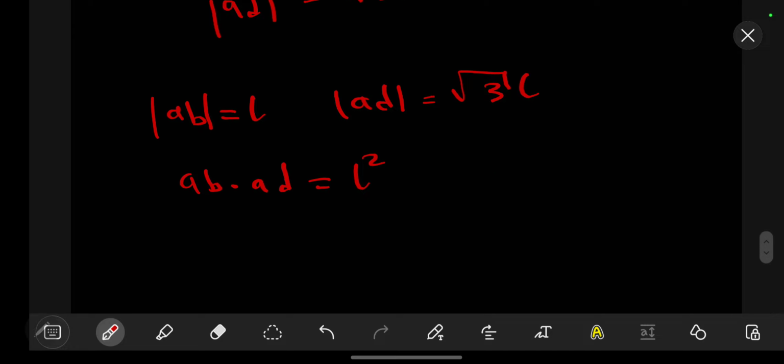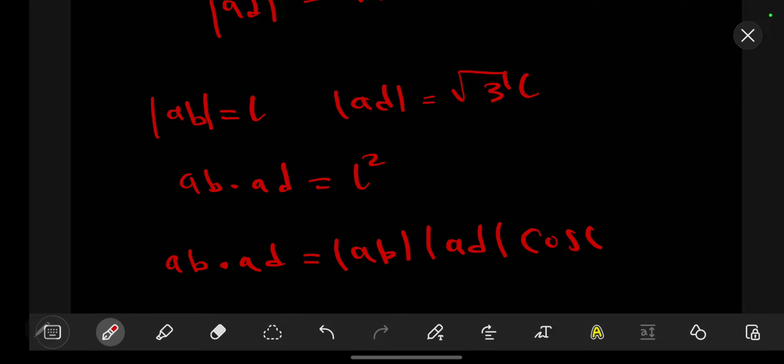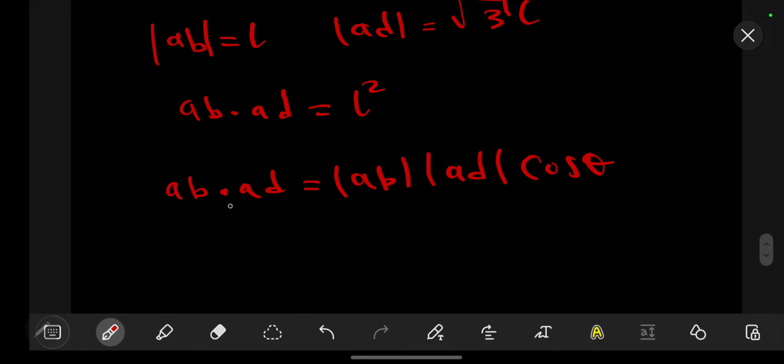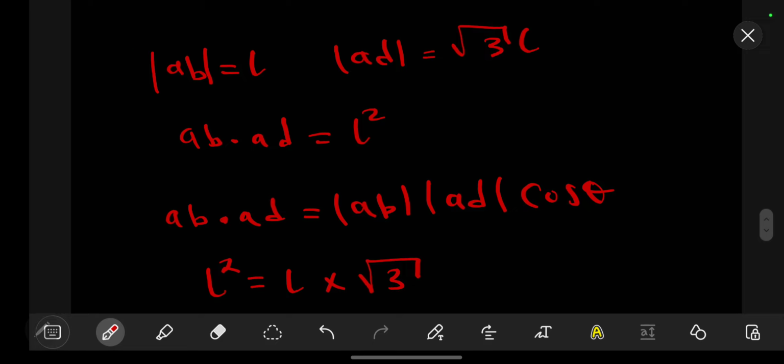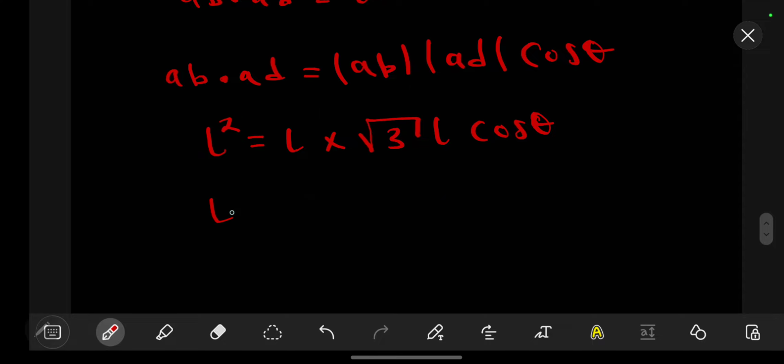So after doing this, we can now substitute. We can say AB dot AD should be equal to, we know that the formula is the magnitude of AB times the magnitude of AD times the cosine of theta. So our dot product is equal to L squared, which should be equal to our AB, which is L, times our AD, which is equal to the square root of 3 L. We are just replacing L. Then we have cosine of theta. The next stage is L squared should be equal to L times L, which will be equal to L squared. Then we have the square root of 3.